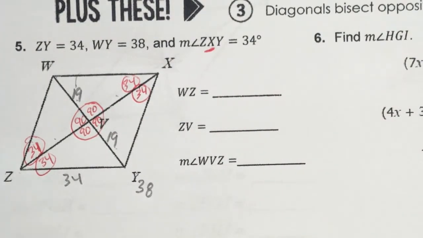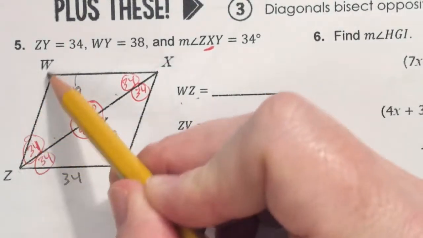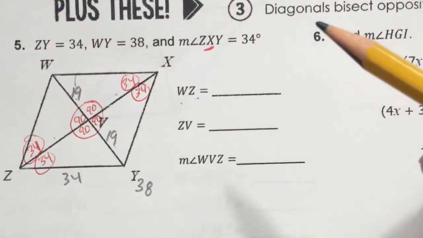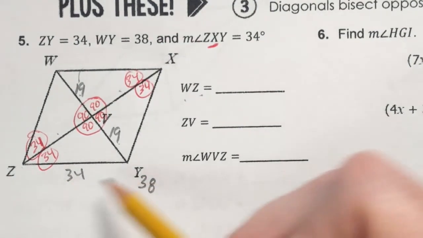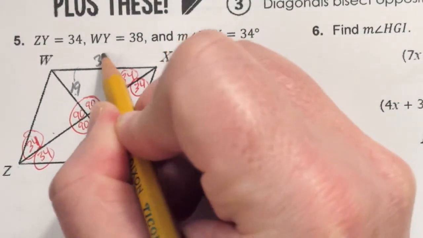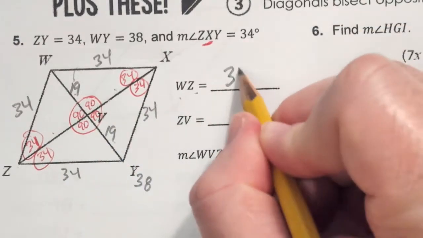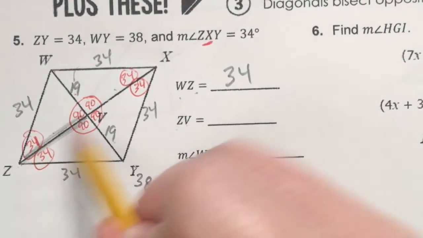Okay, let's see what they even want in the first place. They wanted W to Z, so they want this sucker right there. Isn't that just great? Okay, well, let's think about this. A rhombus is a square knocked over. So if I have one outside, I actually have all four. So if this is 34, that's 34, that's 34, and that's 34. Fantastic. WZ is 34.